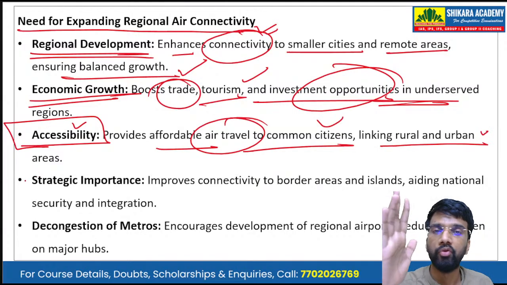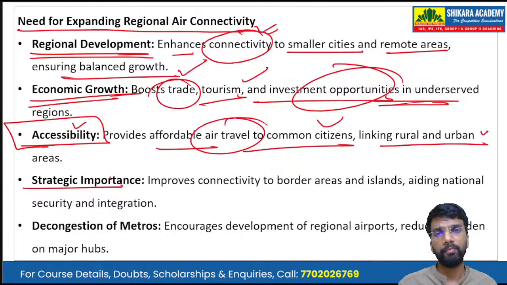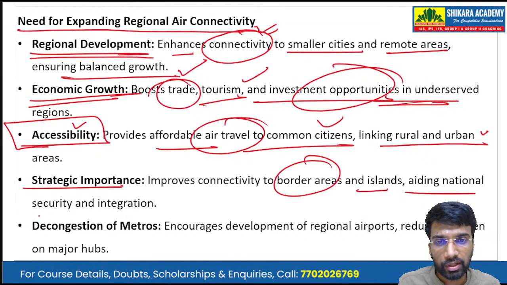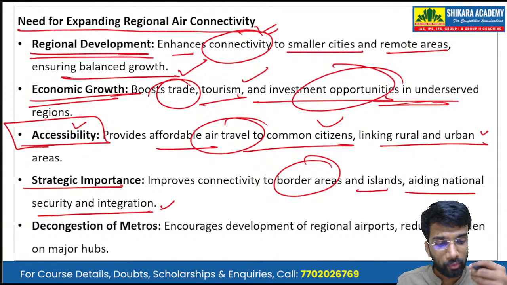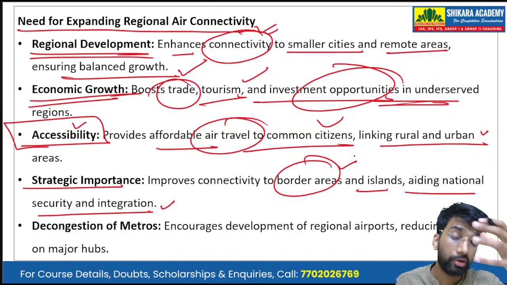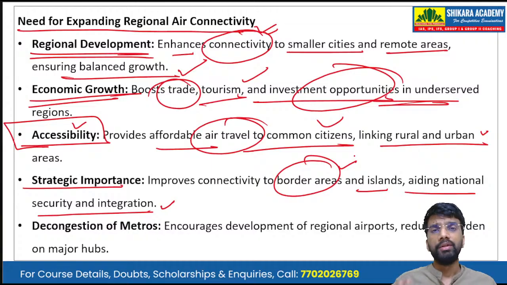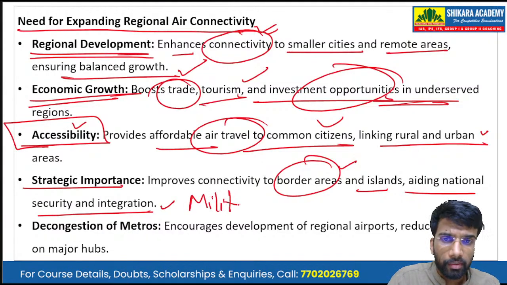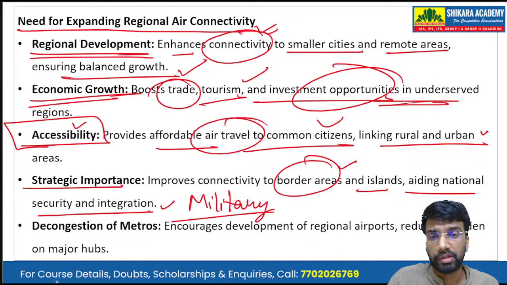Fourth is the strategic importance. It improves connectivity to border areas and islands, aiding national security and integration. So if we develop more and more airstrips or airports in the border areas, in the remote islands or smaller islands of the country, then they can also be used for military or strategic purposes.